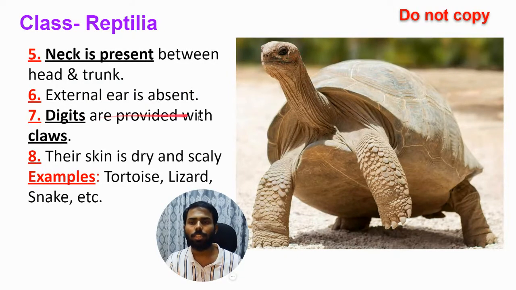ओके, digits are provided with claws. Digits यानी फिंगर्स और टोज. सो उस पे क्लॉज है, यहाँ पे दिख रहा है बड़े बड़े नेल्स हैं, राइट? वैसा क्लॉज जैसे लग रहा है. So digits will have claws.